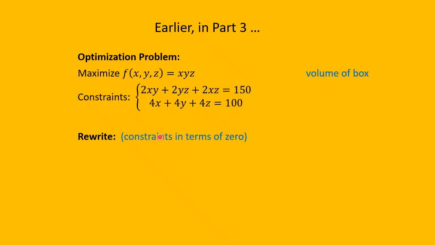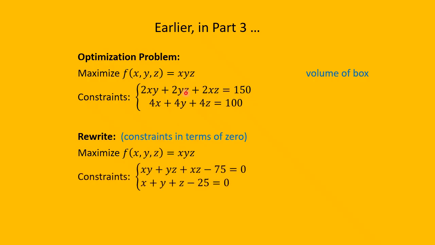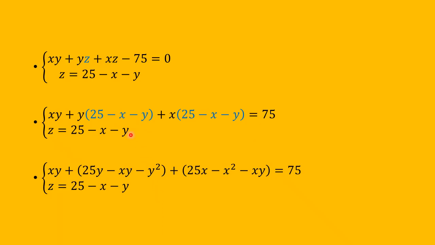We rewrote this optimization problem the following way: maximize that same function, but then we rewrote these two constraints. We subtracted 150 from both sides of this equation, we subtracted 100 from both sides of this second equation, and then we divided this first equation by 2, divided the second equation by 4, and we get xy plus yz plus xz minus 75 equals 0, x plus y plus z minus 25 equals 0. So here are the two equations that we want to solve simultaneously. Find the x, y, and z that satisfy both of these equations.